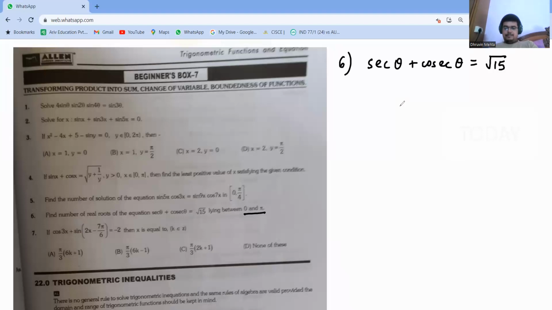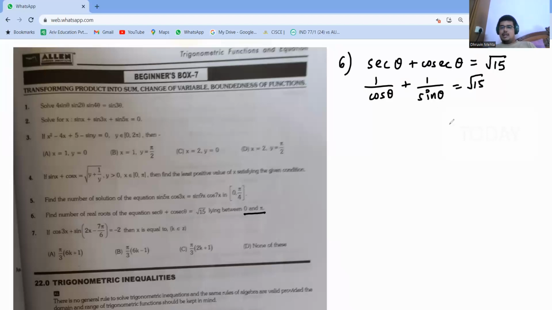Can we convert sec theta and cosec theta into sin and cos form? Correct, we should always do that. Because all the formulas that we have, the double angle, triple angle formulas, all of them are for sin, cos and tan. So let's convert this to sin and cos. So we will get 1 upon cos plus 1 upon sin equal to √15.